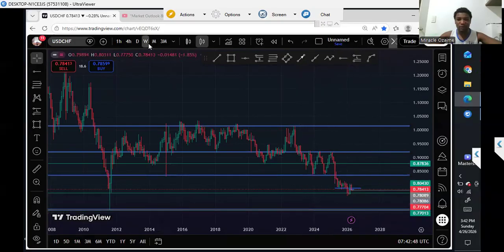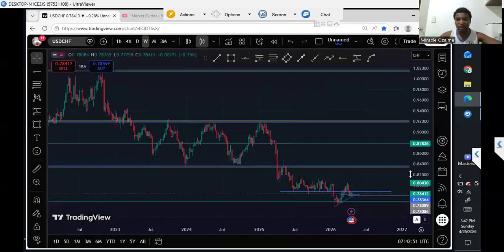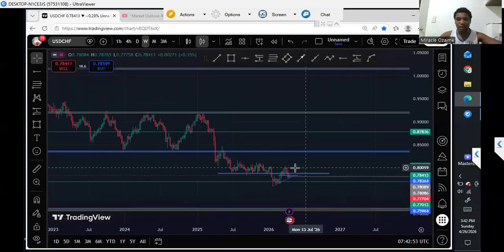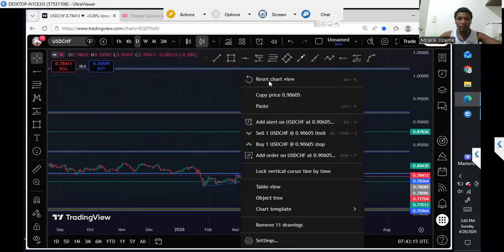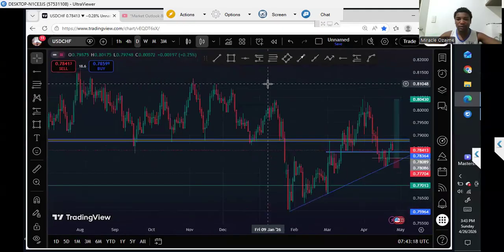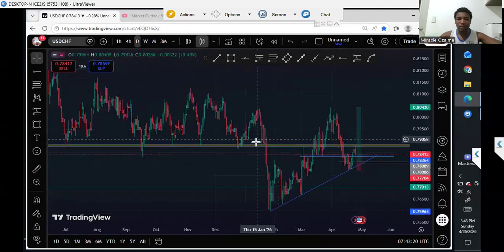So on the weekly time frame, however, this is looking like a head, this is looking like a left shoulder, and this is also looking like a right shoulder. Yes, this is also looking like a right shoulder for continuation to the upside. Then on the daily time frame, however, I'm going to be careful around this area because this is a weekly resistance. Actually, this is a weekly resistance.